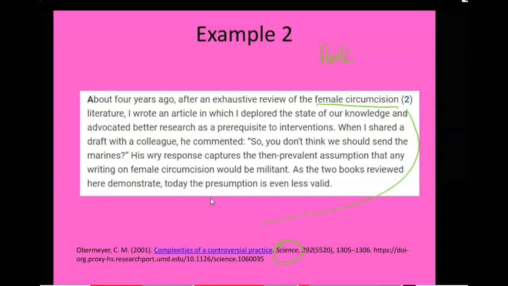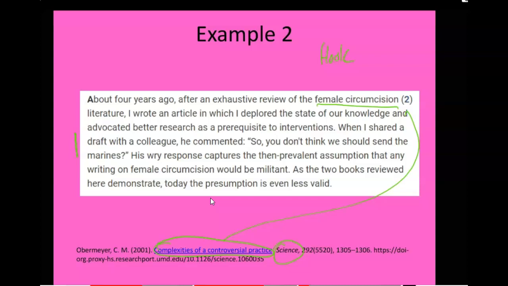so this is the topic, right? The complexities of a controversial practice that this writer is writing about. So, 4 years ago, I wrote an article in which I deplored the state of our knowledge and advocated better research as a prerequisite to interventions. When I shared the draft with a colleague, he commented, "So you don't think we should send the Marines?" His wry response captures the then prevalent assumption that any writing on female circumcision would be militant. As the two books reviewed here demonstrate, today the presumption is even less valid.